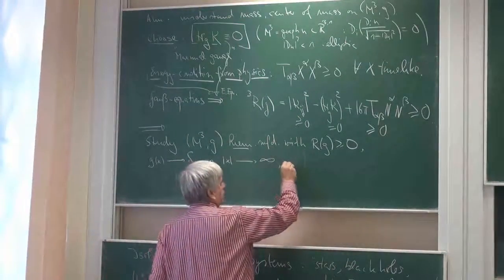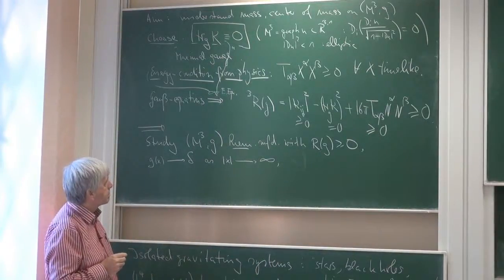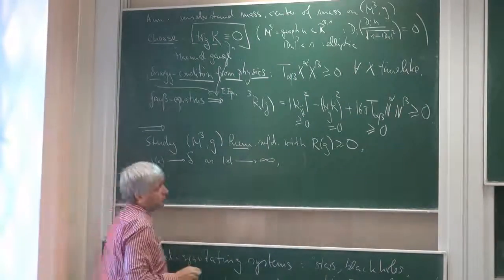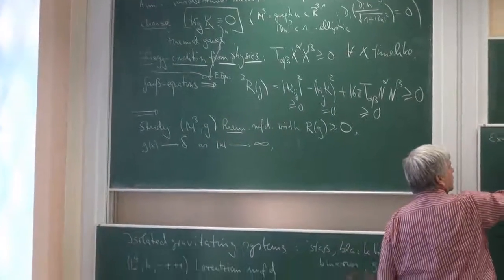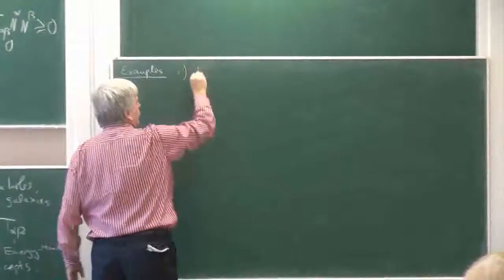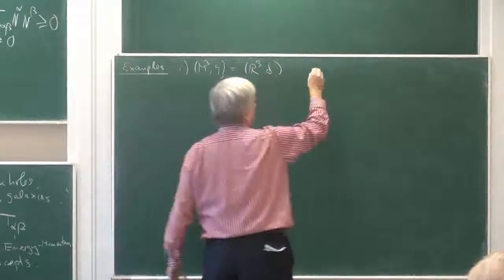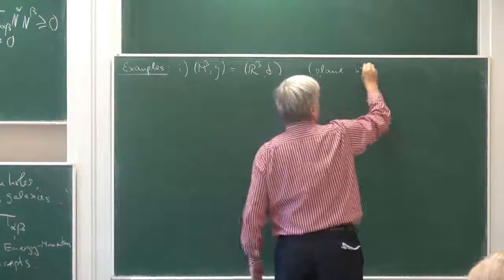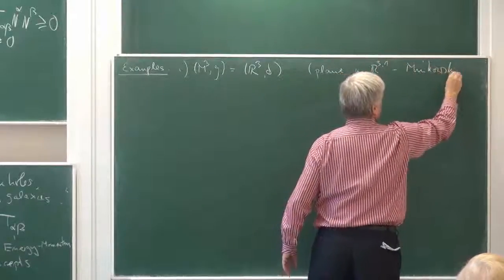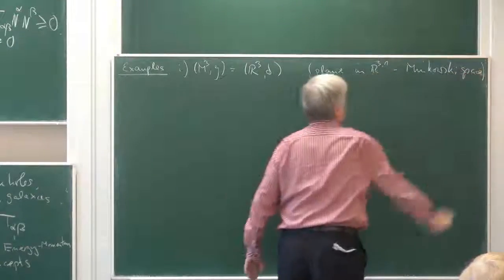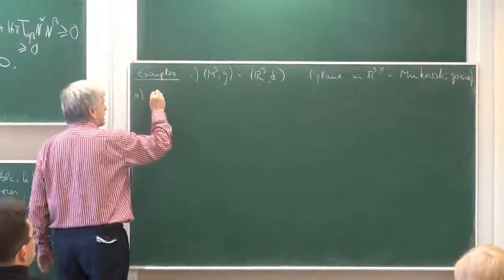Right. So examples. The first one is, of course, you just take standard R3 with the standard metric. Then this is just the plane in Minkowski space. It's a trivial example, the ground state, as the physicists would say. More interesting is this one here.